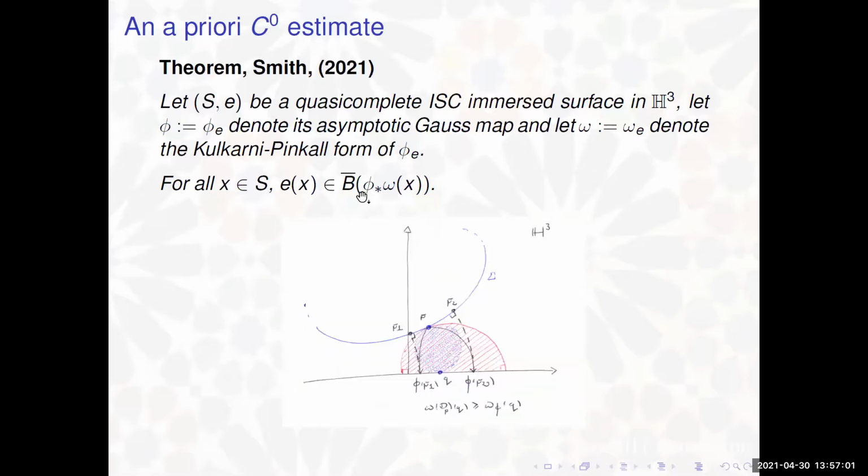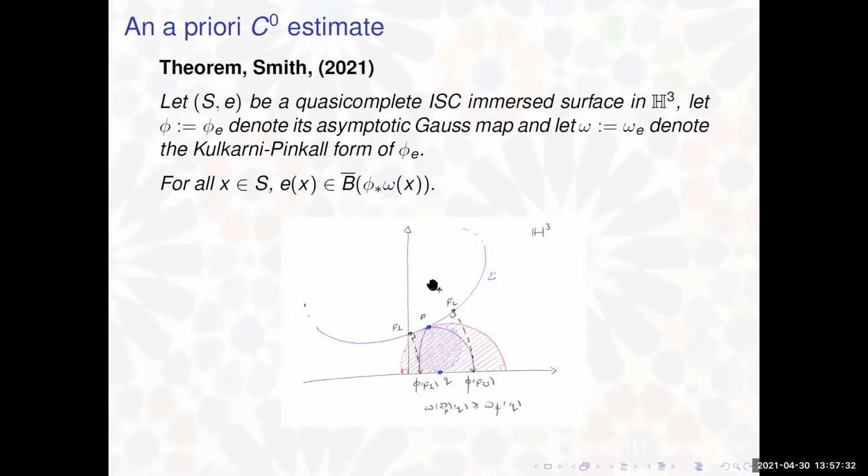So what does that mean? Well, observe that omega x is a form over my surface. The push forward of omega x is going to be a two form at some point of the boundary of hyperbolic space. We've already seen that two forms over boundary points of hyperbolic space define horospheres. So I have a horosphere here, and I take the closure of it. Now, this result really requires quasi-completeness. It does not work if you're not quasi-complete.